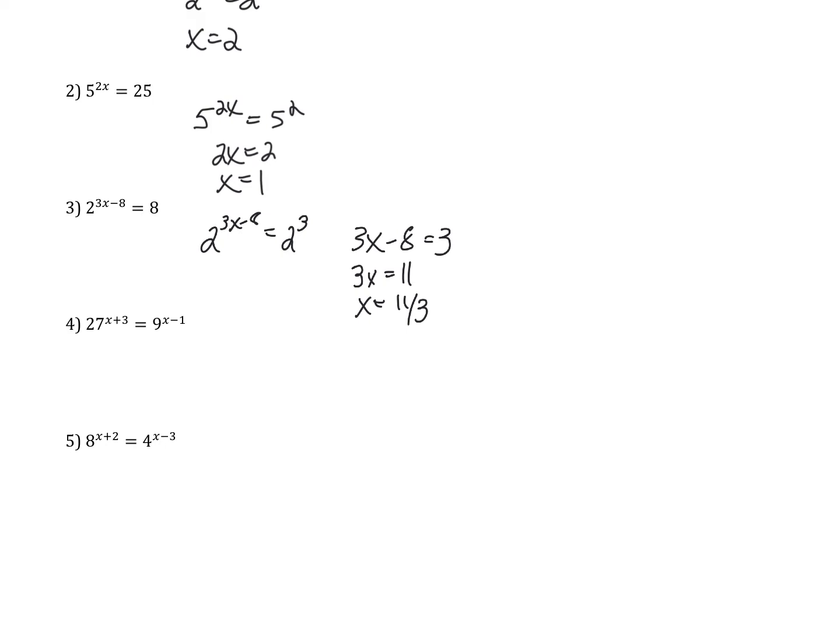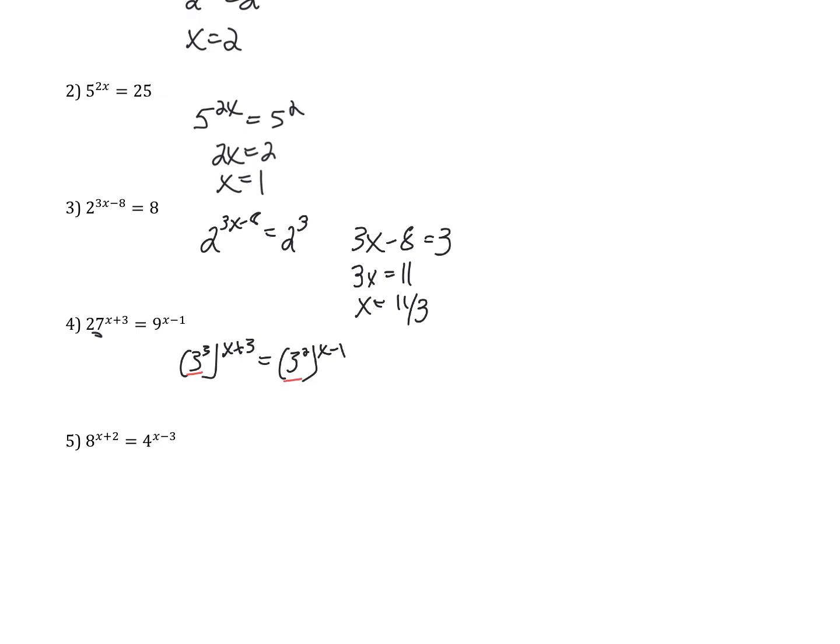Well, if I think of 27 here, that's really 3 cubed. So if I rewrite 27 as 3 cubed, remembering to put that in parentheses, I could think of 27 to the x plus 3 as 3 cubed to the x plus 3. And I could think of 9 as 3 squared to the x minus 1. So notice, all I've done is rewrite 27 and 9 so that they have a common base.